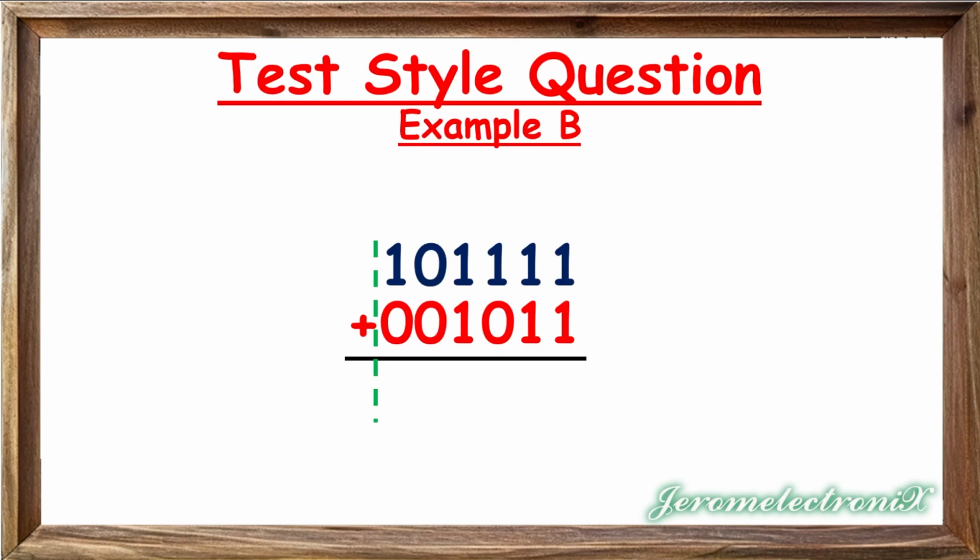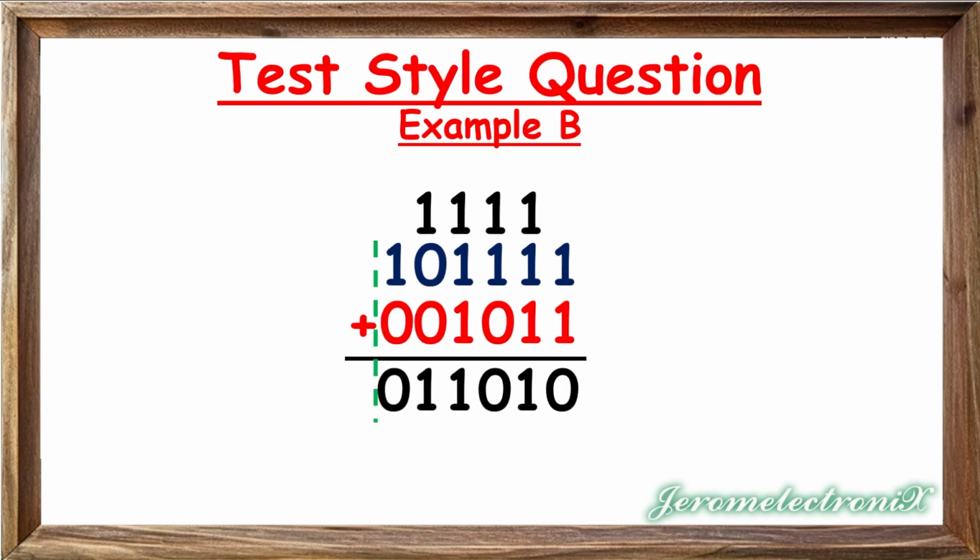Okay, 1 plus 1 is 0 with a 1 carryover. 1 plus 1 plus 1 is 1 with a 1 carryover. That's a binary 3. 1 plus 1 is 0 with a 1 carryover. 1 plus 1 plus 1 is a 3. That's a 1 with a 1 carryover in binary. 1 plus 0 is 1 with a 0 carryover. And 0 plus 1 plus 0 is 1 with a 0 carryover.